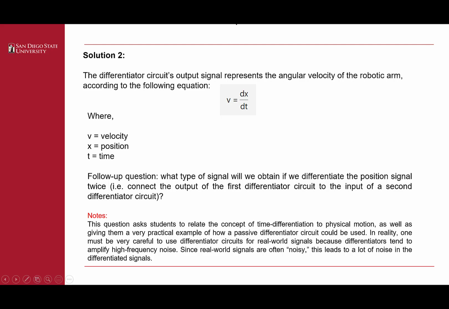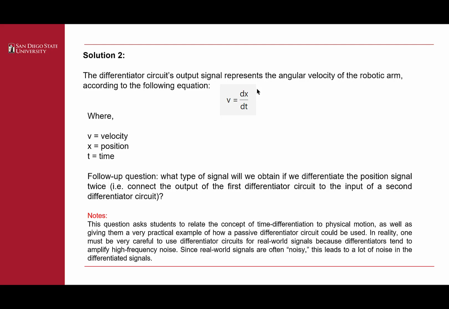Let's see the solution. The differentiator circuit's output signal represents the angular velocity of the robotic arm according to the following equation. You will easily remember this equation if you have ever watched our previous videos. Velocity v equals dx/dt, where x is the position or displacement in other words, and t is time. So the derivative of displacement with respect to time is velocity. We have studied that previously.